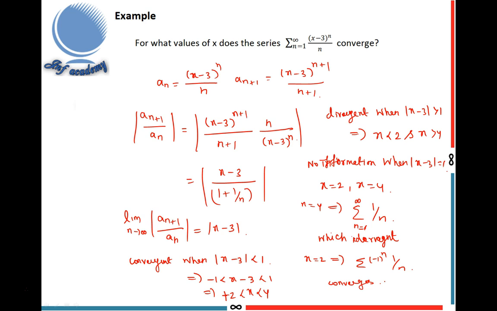So the given power series converges for 2 less than or equal to x less than 4 only. The 2 less than x less than 4 condition is here, and it converges at x equal to 2 also. At x equal to 4 it is divergent, so equality is not available there. So it converges only when 2 less than or equal to x less than 4. This is one example of a power series.